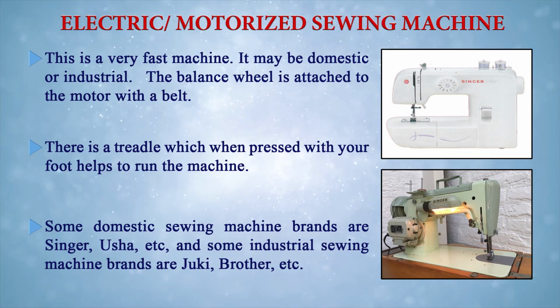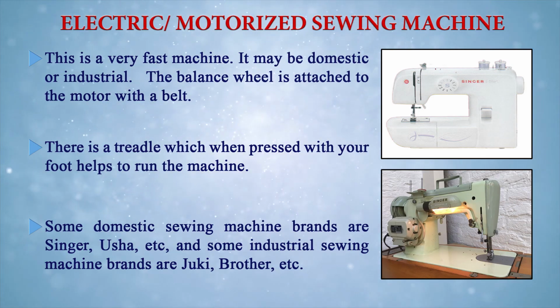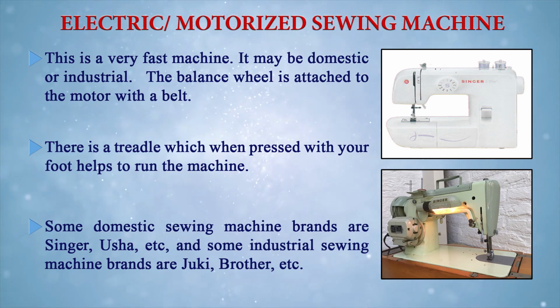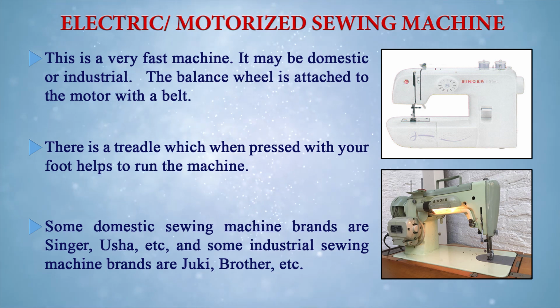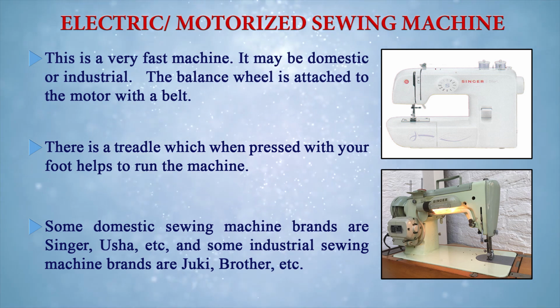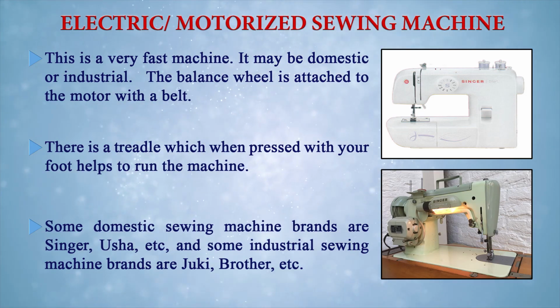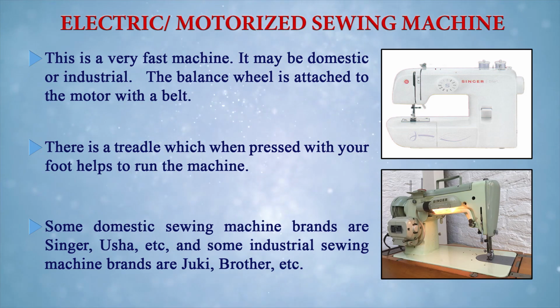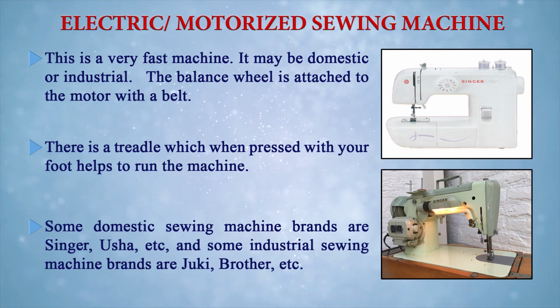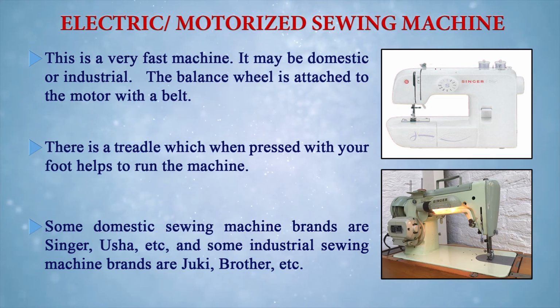We use it for garment construction. This is how, in the first picture, the left side picture, we use it at home for domestic use, and the machine in the right picture we use for industrial or boutique purposes. It is a little higher than the domestic one. So this was about the different types of machine.